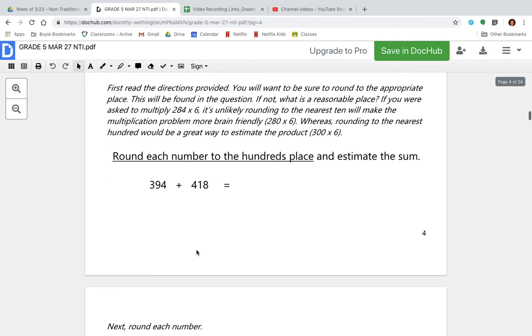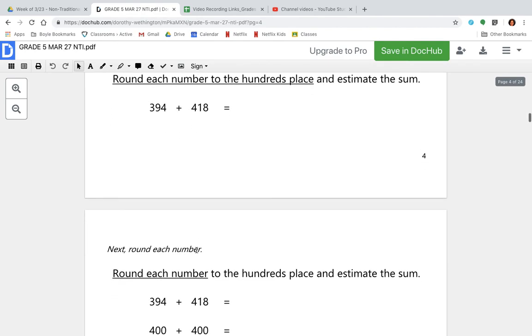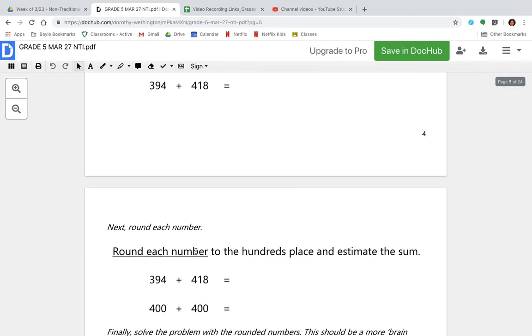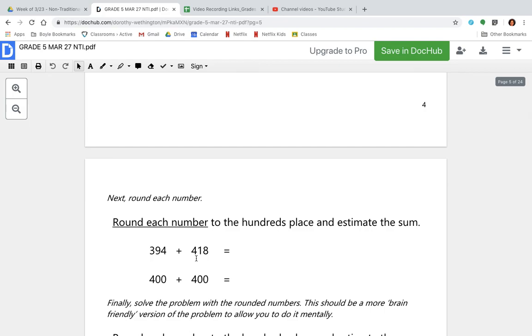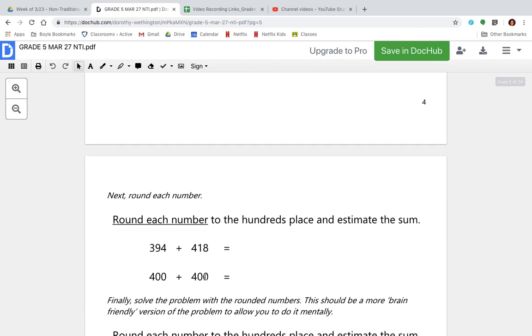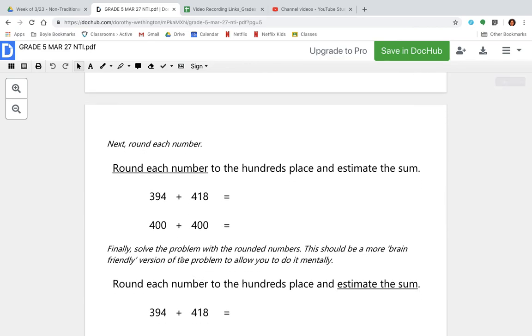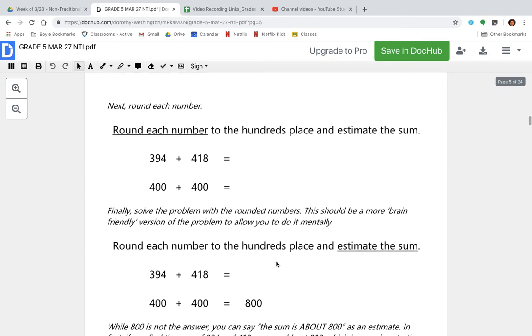394 plus 418 equals. Next, round each number. Round each number to the hundreds place and estimate the sum. 394 plus 418 becomes 400 plus 400. Finally, solve the problem with the rounded numbers. This should be a more brain-friendly version of the problem to allow you to do it mentally.